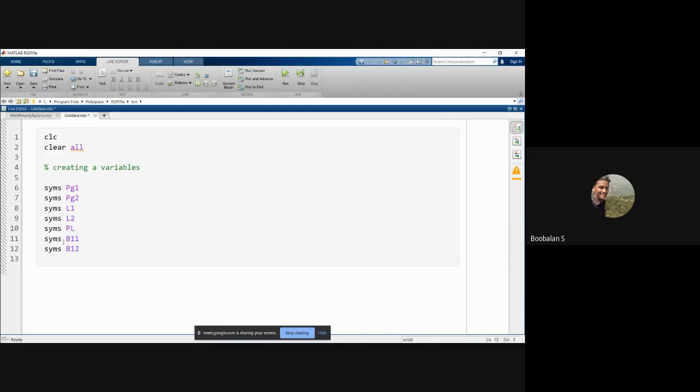B12, syms B11, B12, B22 and B21, right? So syms B21, right? This is very easy, right?